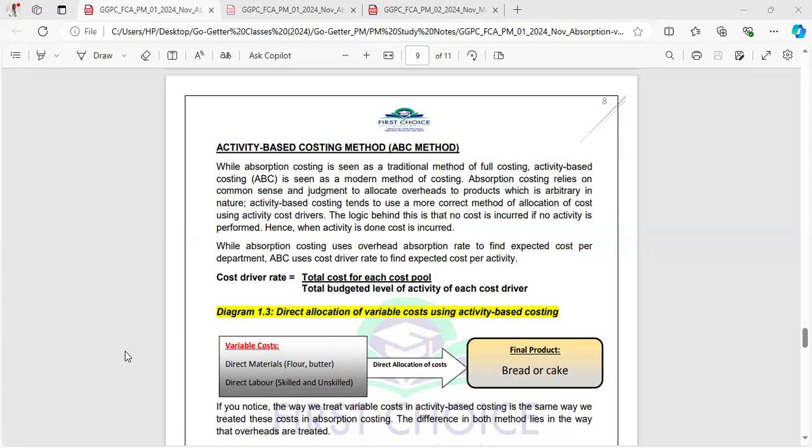All right. Now, absorption costing relies on common sense and judgment to allocate overheads, which we call an arbitrary method. The common sense method is arbitrary, whereas activity-based costing uses a more correct method, which is based on something called cost drivers. These cost drivers are like, what is it that drives costs? It's an activity. For example, you wouldn't pay me to be in my PM class if there were no activity. Activity, which is teaching, will drive the cost, which is passed on to you. So activities, rather than being a manager or a department, drive the cost.